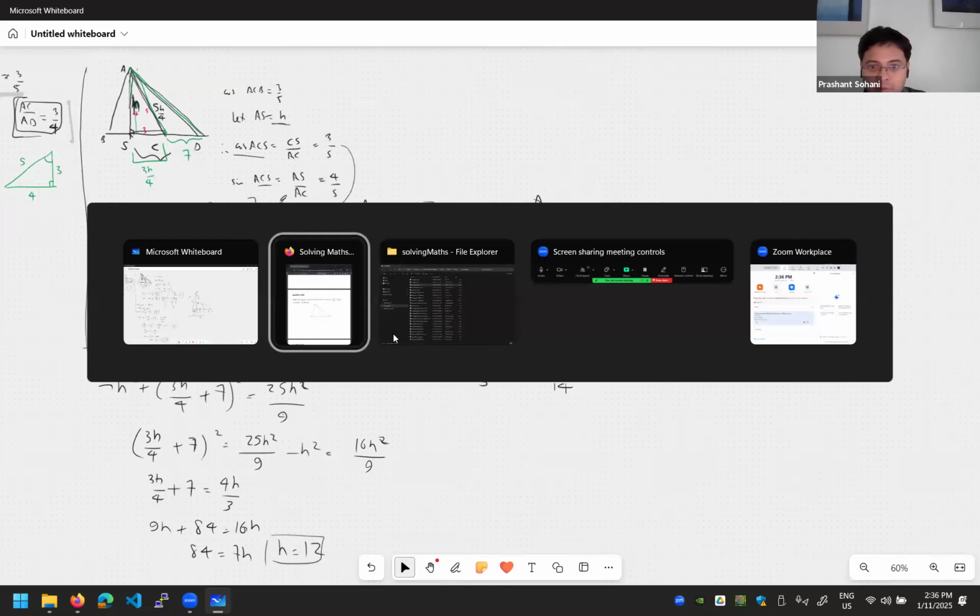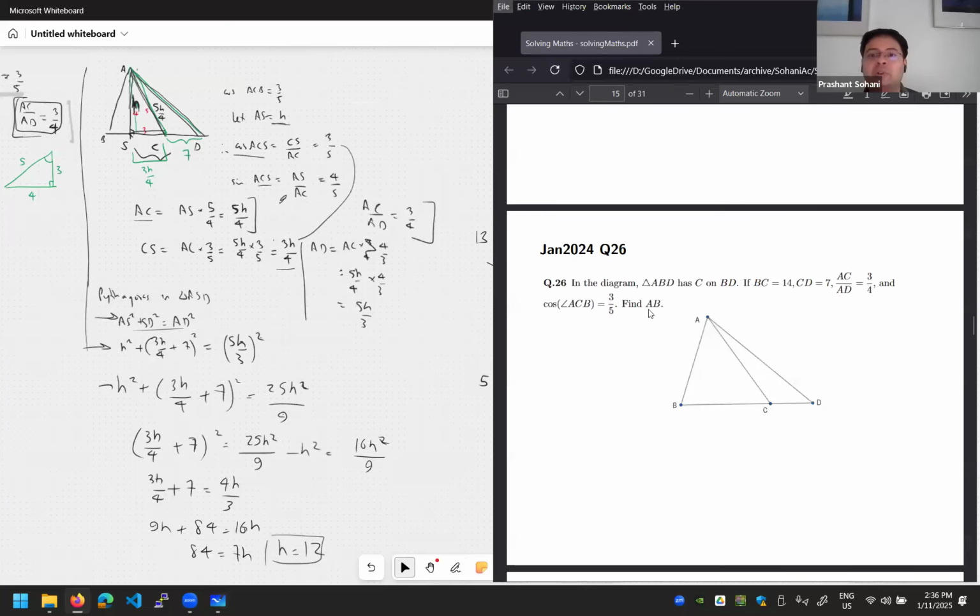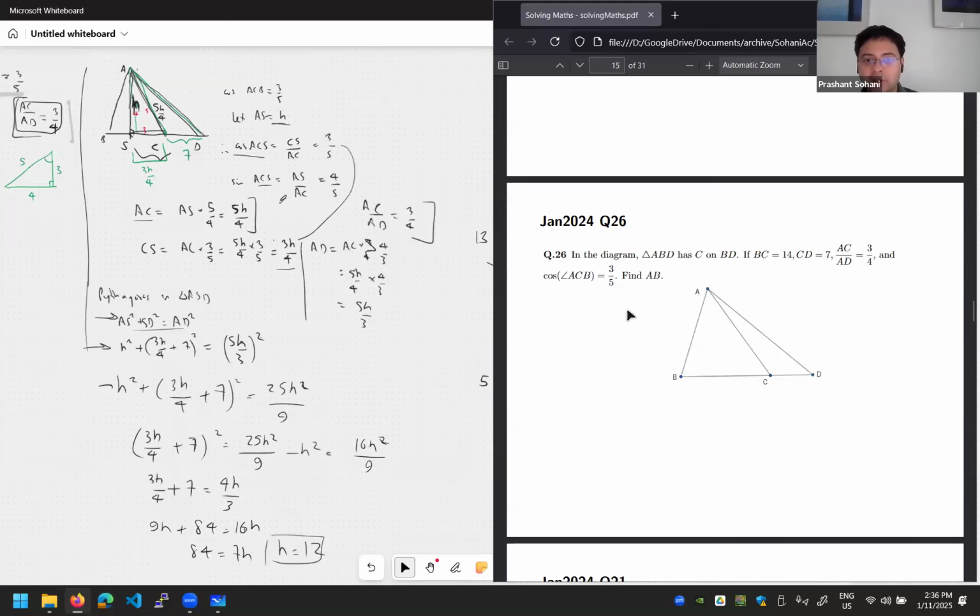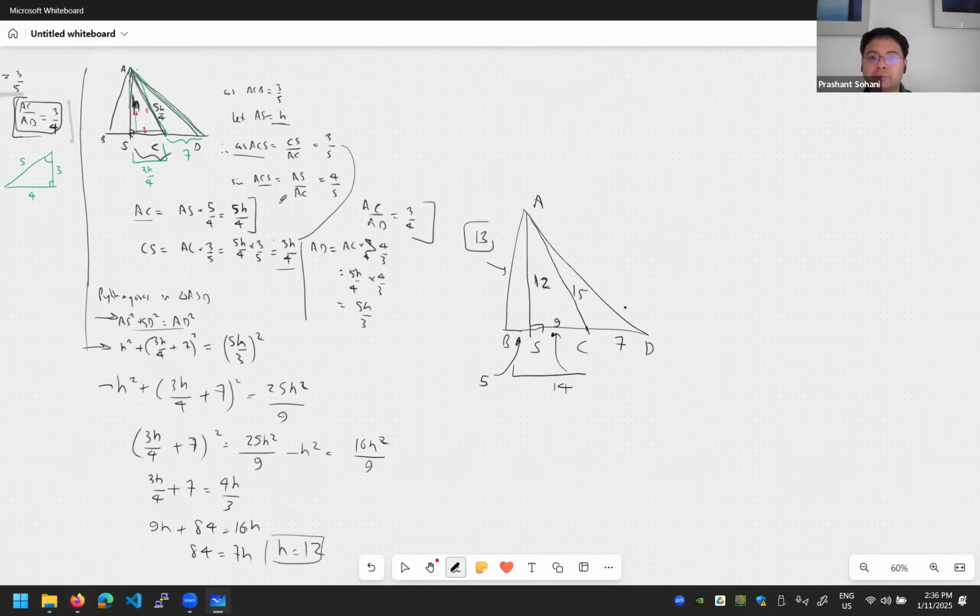And what are they asking in the question? Let me check that. Find AB. So they asked for AB, which we have found as 13. Okay, before we proceed, I will pause for 1 minute if there is any question.